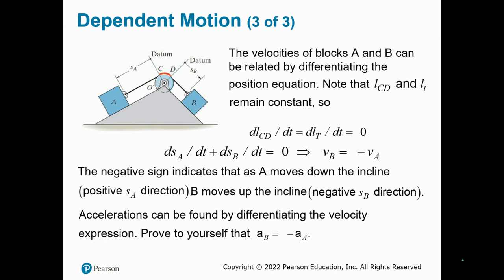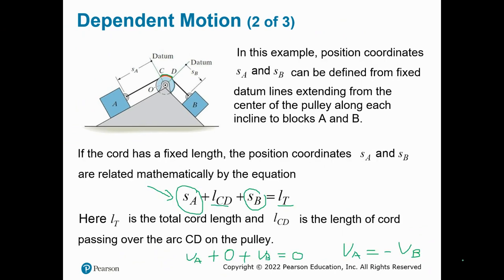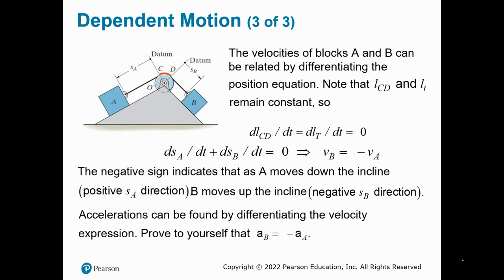So this is what's going on in this slide, which is what I just explained. I am taking the derivative of the equation SA plus LCD plus SB equals LT, and I get velocity VA equals negative VB. If I take the derivative of this equation again, I get the acceleration: AB equals negative AA. The negative sign indicates that A moves down the inclined plane, positive SA direction, when B moves up the inclined plane, negative SB direction.